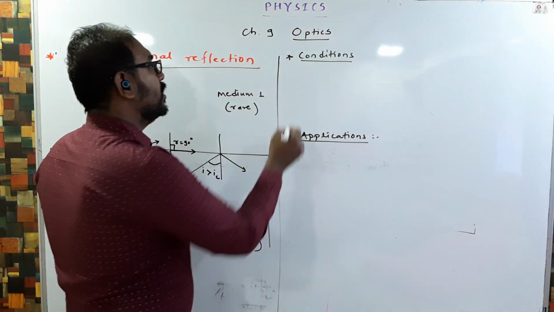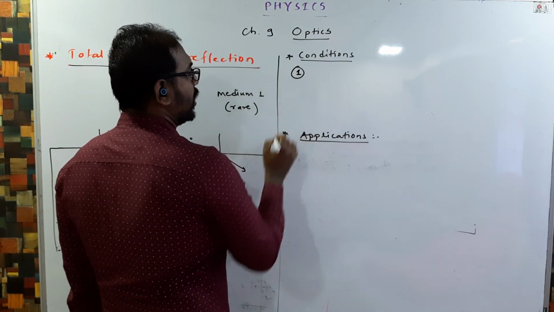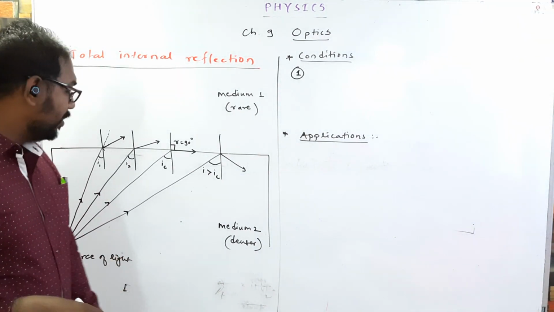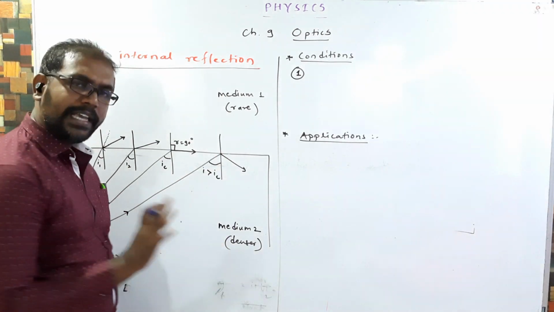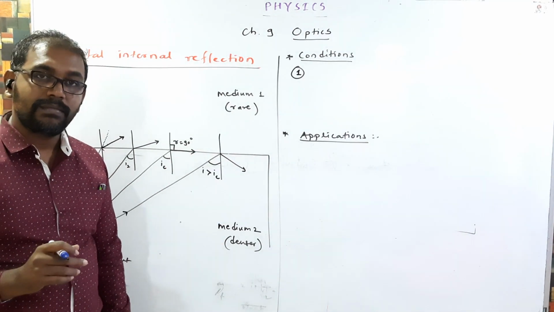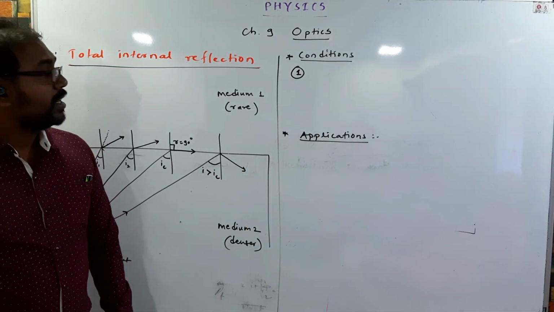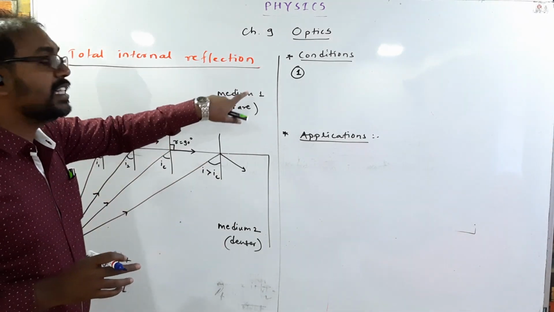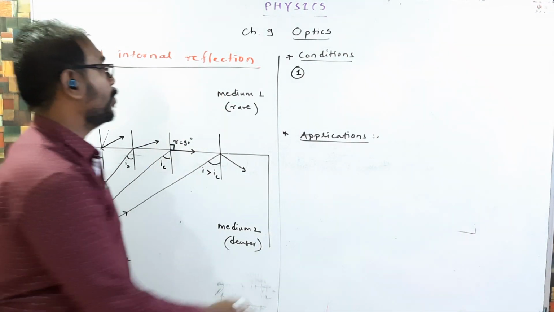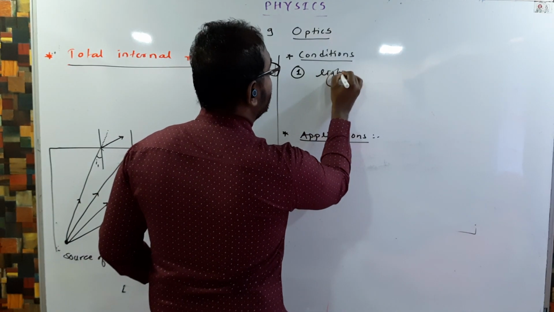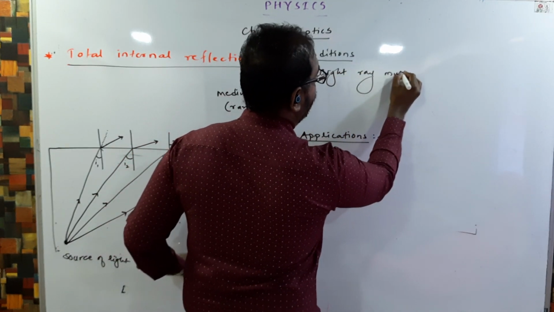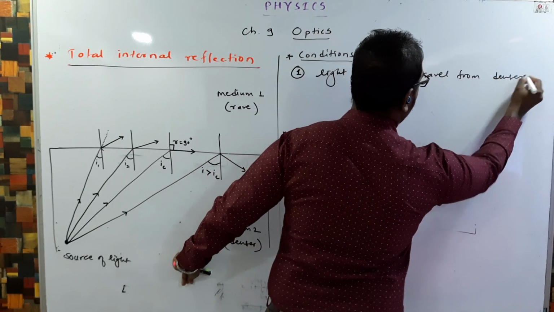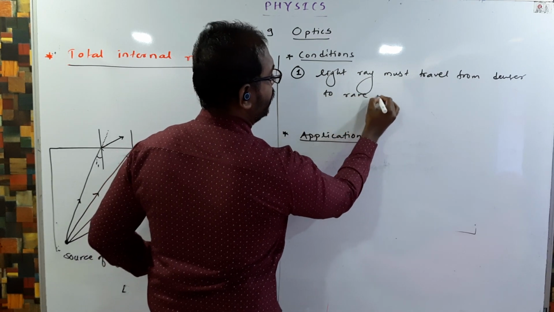Now what are the conditions? In the conditions we have to write when the total internal reflection happens. It happens only when the light is traveling from denser to rare. Can it happen when it travels from rare to denser? No, it cannot. हमें कब दिखाई देगा टोटल इंटरनल रिफ्लेक्शन? जब लाइट ट्रैवल हो रही है डेंसर टू रेयर ओनली. तो पहली कंडीशन, the light ray must travel from denser to rare medium.